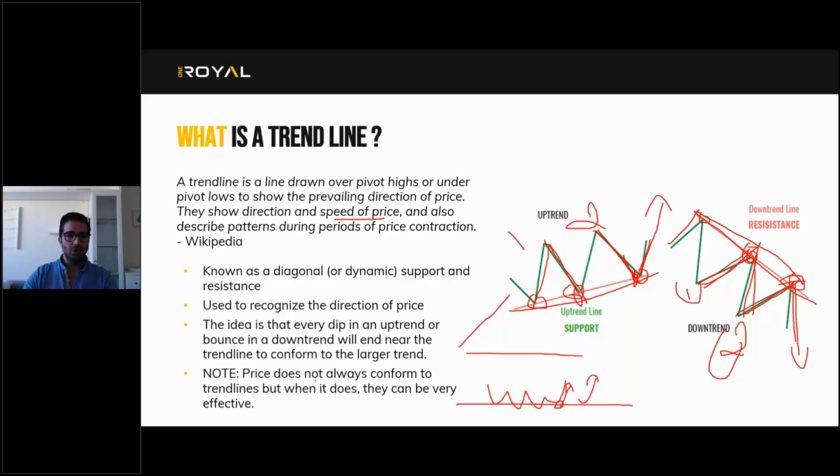A small note, price does not always conform to trend lines, but when it does, they can be very effective. So as with anything in trading, nothing is certain. What we look for is how most probably the market will react when it approaches an uptrend or a downtrend. In an uptrend, most probably it will reject and move to the upside. In a downtrend, most probably it will be rejected and move to the downside. So always you should think in a probabilistic way.